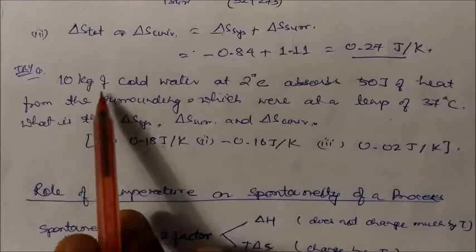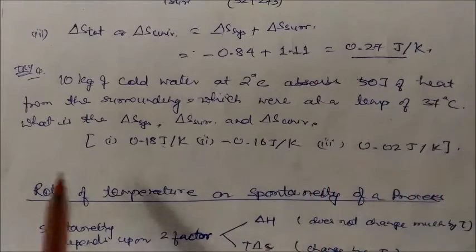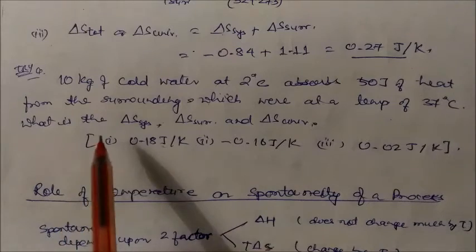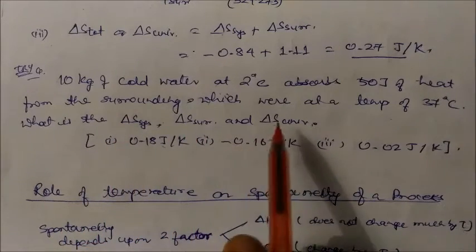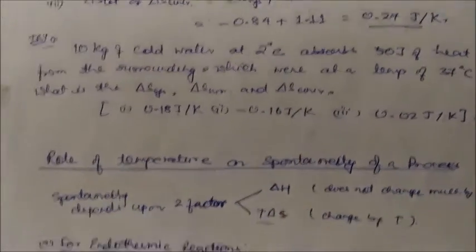10 kilogram of cold water at 2 degrees centigrade absorbs 50 joules of heat from the surroundings, which are at a temperature of 37 degrees centigrade. What is the change in entropy of the system, change in entropy of the surroundings, and change in entropy of the whole universe? So these are the answers you can verify.